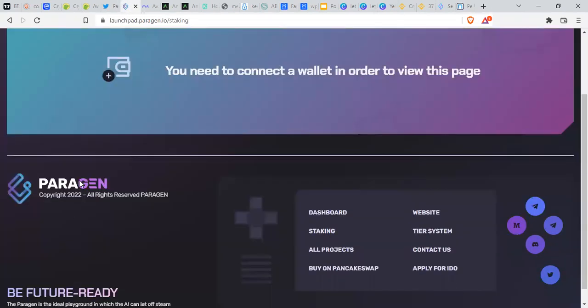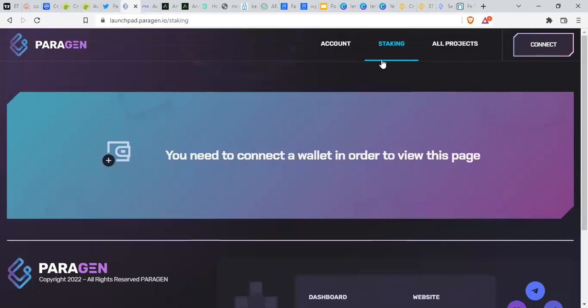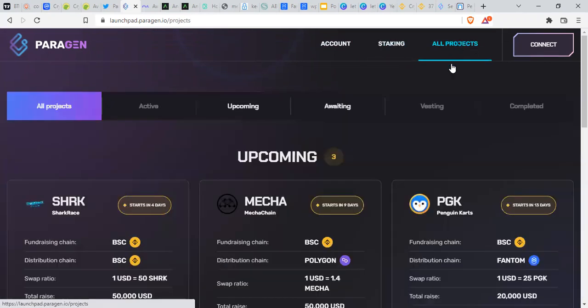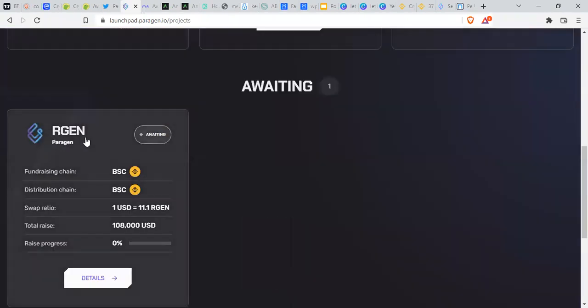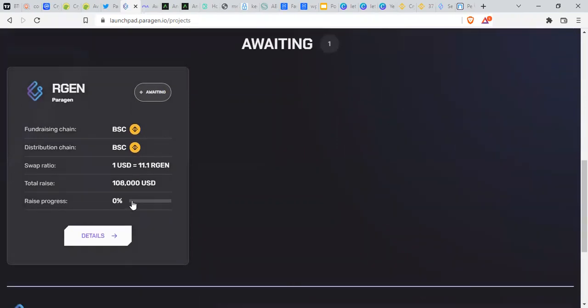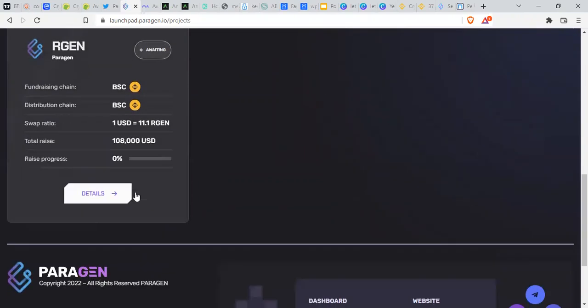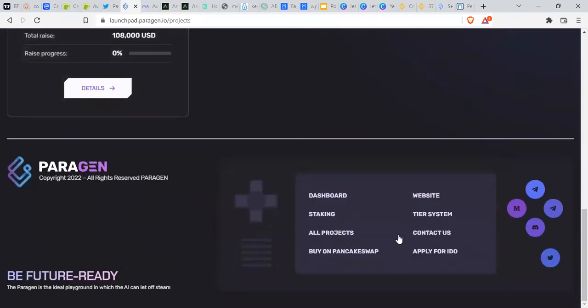So I'm going to be showing you that particular token. This is Paragen. Paragen is the name of the token. This token just recently launched their own project. It's the launchpad. They are trying to create a launchpad, but they are starting with their own projects, which is ROGEN. So this token, they have been able to raise 108,000 US dollars.